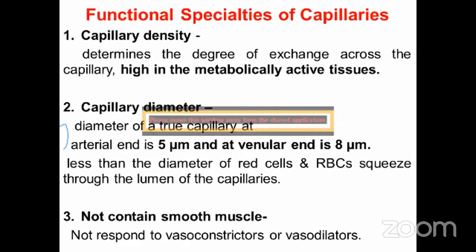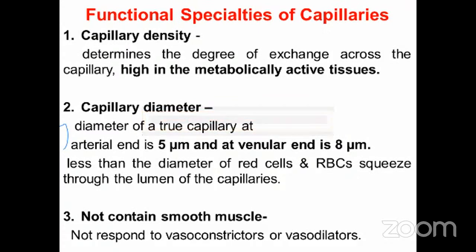Capillary density determines the degree of exchange. So they are more in metabolically active tissues. As I told you, in the cardiac tissue, capillary density is more compared to the subcutaneous tissue or the cartilage. In the cardiac tissue and the glands, density is more. In less metabolically active tissues like the subcutaneous tissue and cartilage, density is less.